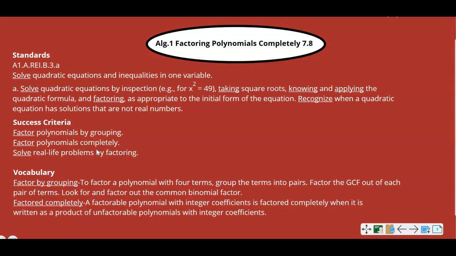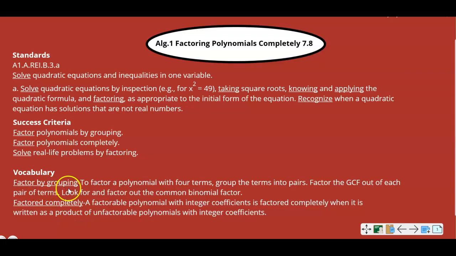You may factor, but within that factor, the result may have binomials or trinomials that can be factored further. So when it says factor polynomials completely, you've always got to check that last step to make sure you can't go a step further. You need to be able to solve real-life problems by factoring. All right, a couple vocab terms that you need to know. Make sure these are in your notes.